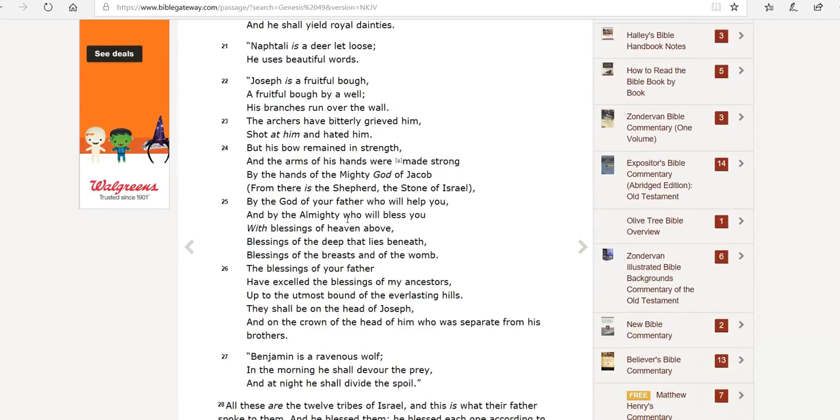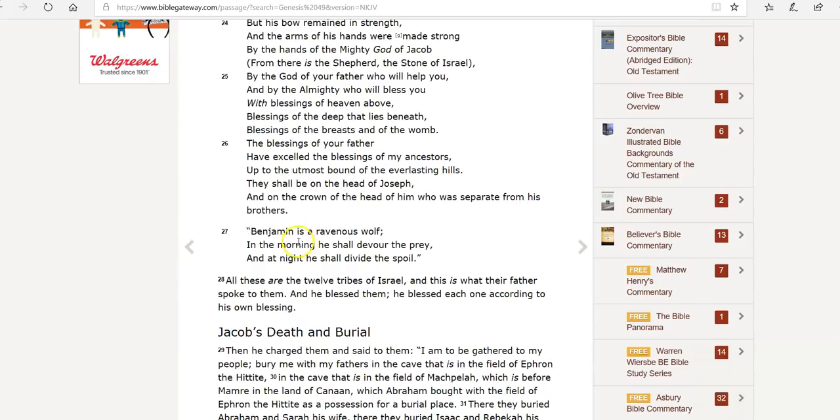And then the last one I just want to point out to you here is Benjamin is a wolf. He's being identified as a wolf here. So all of these are the tribes of Israel, and this is what their father spoke to them.